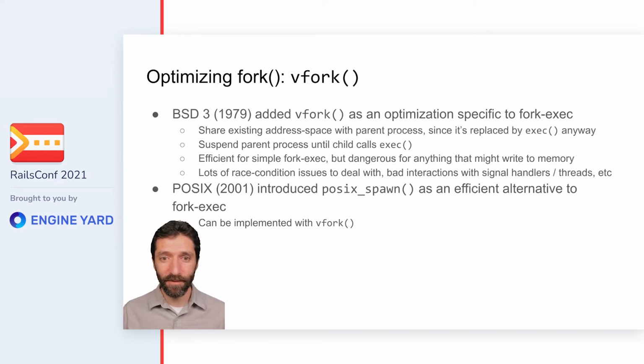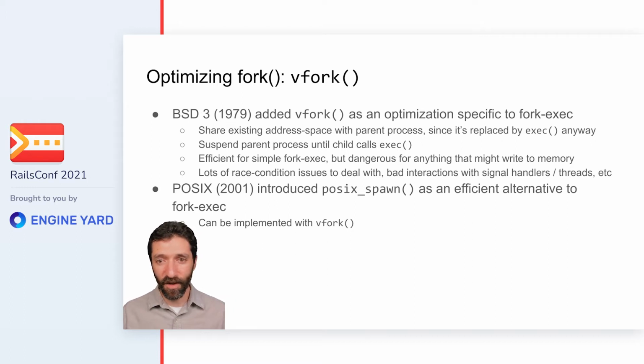with a new program. So to address this common use case, in 1979, BSD3 added the vfork system call as an optimization specific to fork exec. Instead of copying the address space, it shared the existing one with the parent process, since it's going to be replaced by exec anyway. And then to avoid memory contention, it suspends the parent process until the child calls exec.